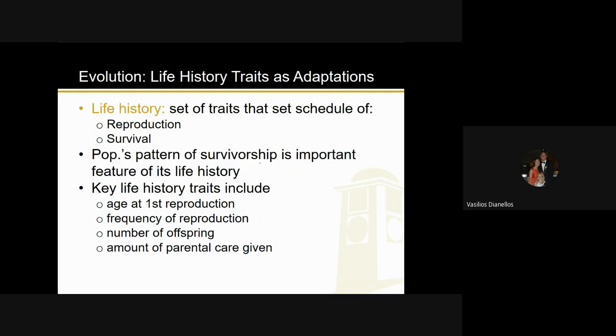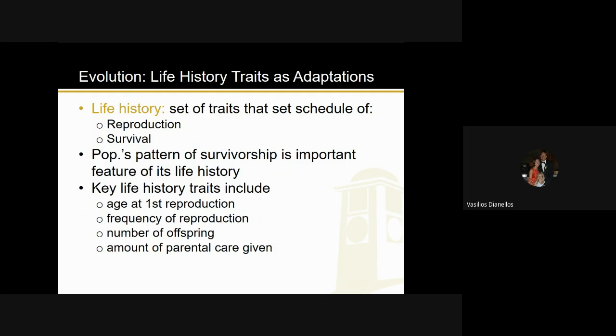So, if you're looking at humans, you might say humans are typically able to reproduce around 16, whatever the year may be. And then, I'll talk about more detail, but yeah, life history, again, you're just looking at typical reproduction, not just when they reproduce, but how many offspring they have in each litter, if you will. Anyway, the population's pattern of survivorship is an important feature of its life history. And some key life history traits include these things.